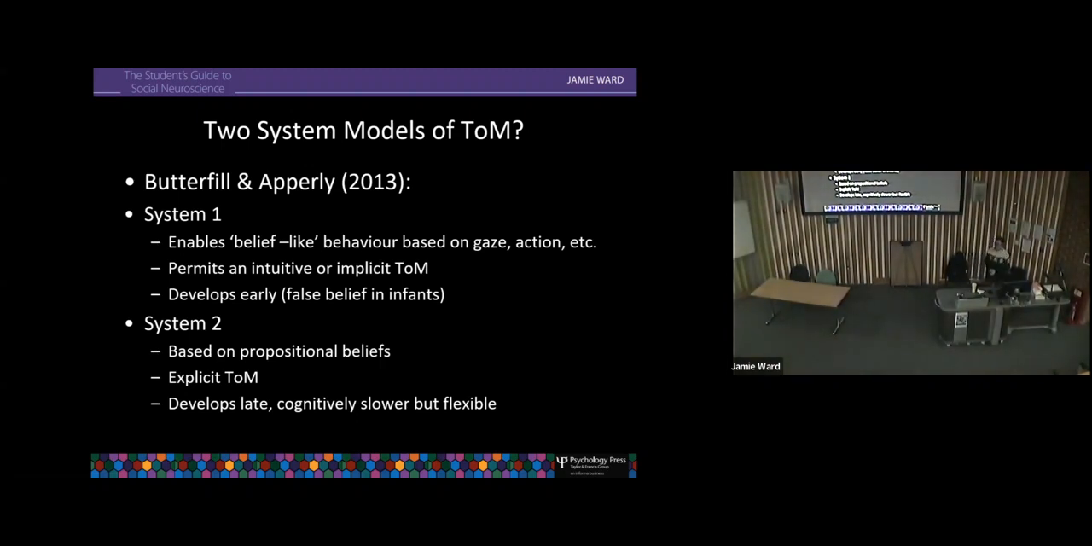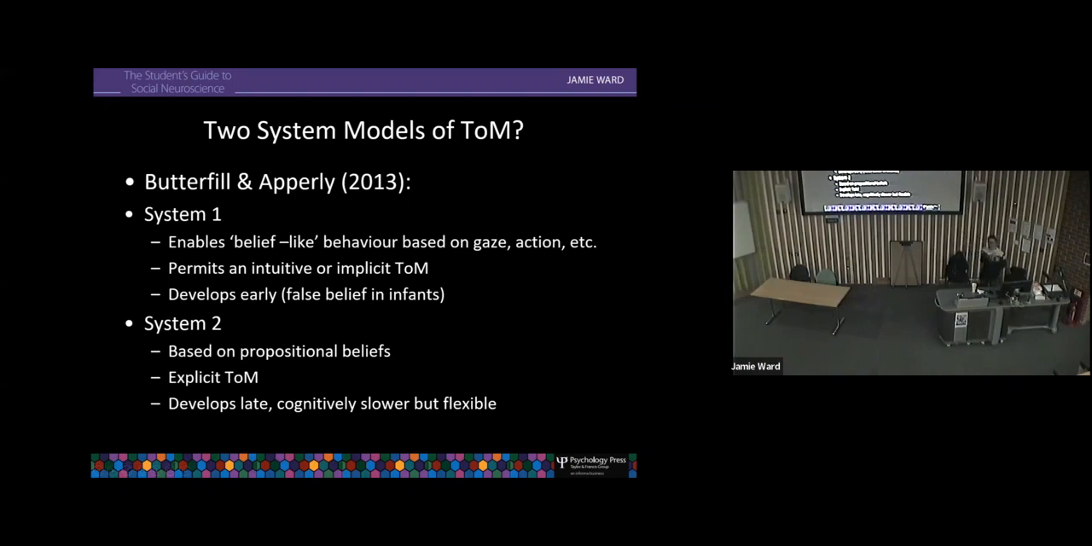So this is an alternative account by Butterfield and Apley. I think they probably need to think of alternative labels for this, but they call them System 1 and System 2 in effect. And they argue that there are two different mechanisms for theory of mind that have different neural substrates and different maturational profiles. So System 1 is this kind of infant-like system that enables belief-like behavior based on gaze, action, etc. And this permits a kind of intuitive or implicit theory of mind, and this develops early.